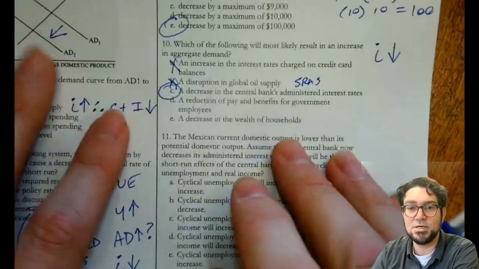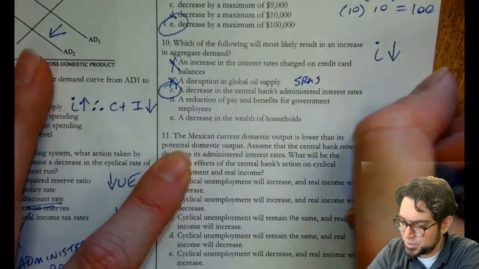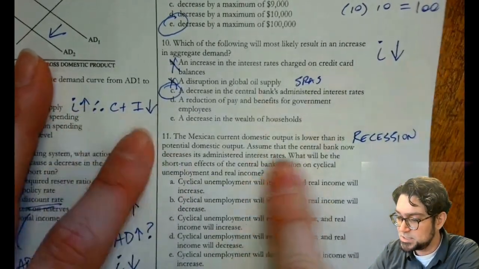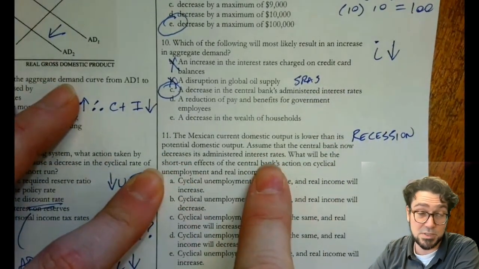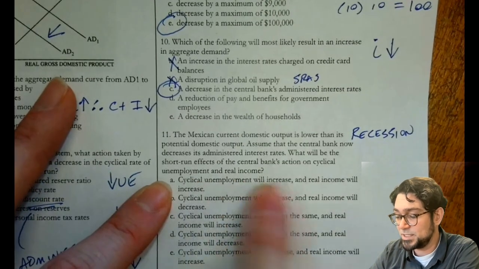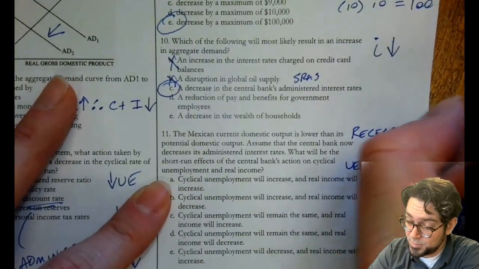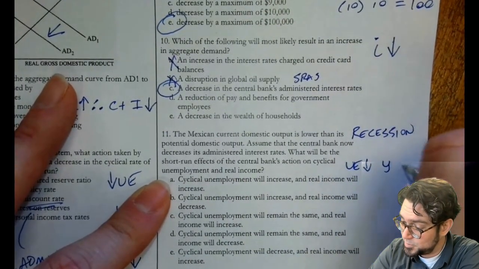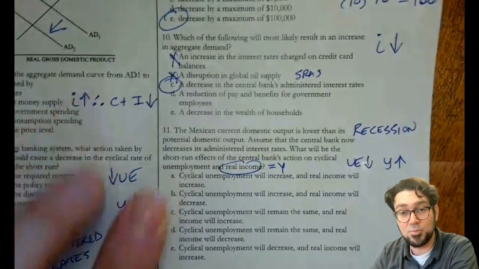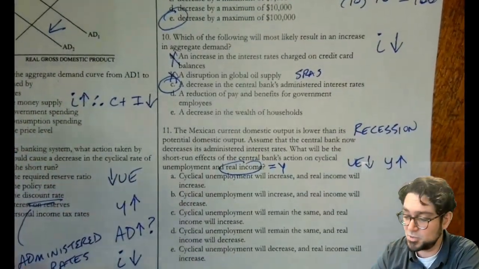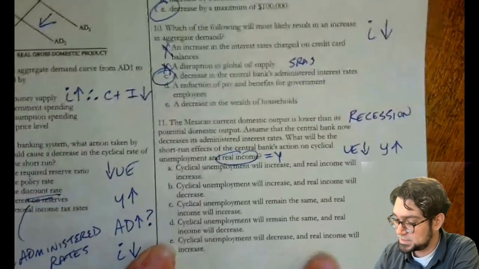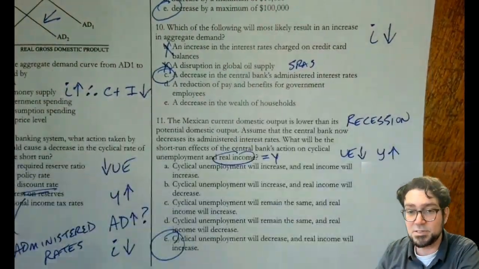Number 11, the Mexican current domestic output is lower than its potential, so we are in a recession. Right? So first thing I can observe, we're in a recession. Assume the bank now decreases administered interest rates. Good idea. What will be the short-run effects of the bank's action on cyclical unemployment and real income? So we would expect that unemployment will go down and output will go up. And real income is equivalent to output because one person's spending is another person's income. So cyclical unemployment will decrease and real income will increase. E is the correct answer.